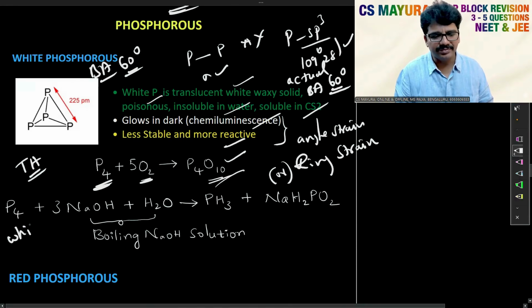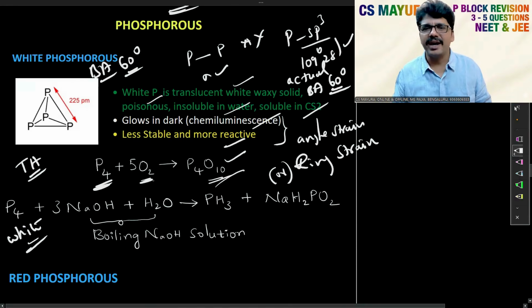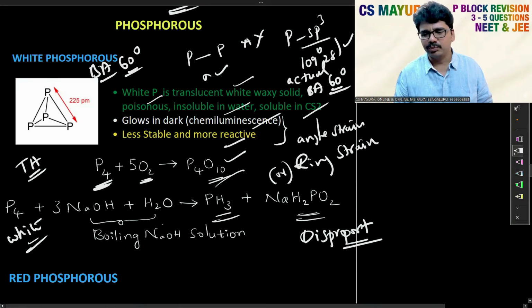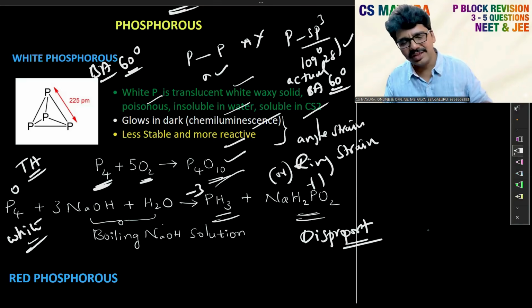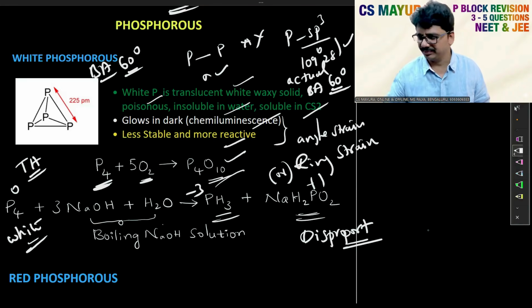Next, this white phosphorus reacts with sodium hydroxide. With boiling sodium hydroxide, it produces phosphine and sodium hypophosphite. This is a disproportionation redox reaction. Here the phosphorus oxidation state is 0, here -3, and this phosphorus is +1. 0 to -3 and 0 to +1, disproportionation. Whatever it is, white phosphorus can react with sodium hydroxide. Red phosphorus does not react with any OH. Red phosphorus at room temperature does not react with oxygen. Red phosphorus is stable compared to white phosphorus.